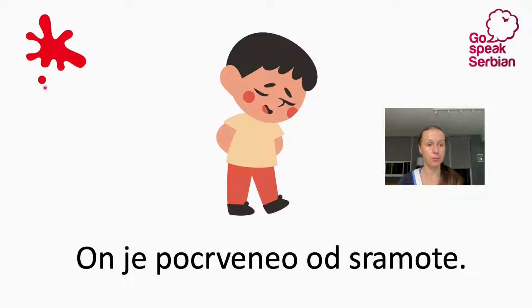Primer sa crvenom bojom, example with red color. On je pocrveneo od sramote. He turned red with embarrassment. And in Serbian we use this verb pocrveneti when we are embarrassed or shy. And we can say ja pocrvenim svaki put kada neko priča o meni. I turn red in my cheeks each time when somebody talks about me. Pocrveneti od sramote, to turn red with embarrassment.